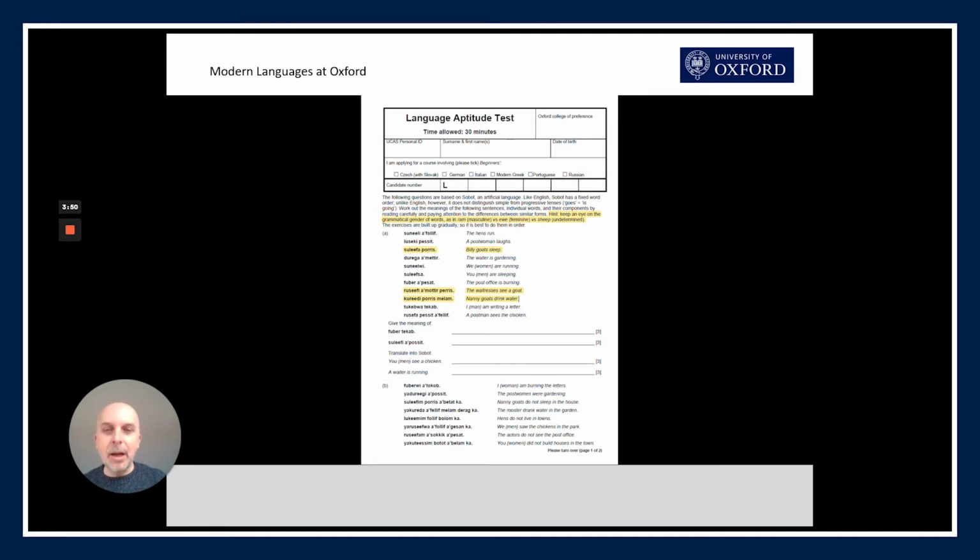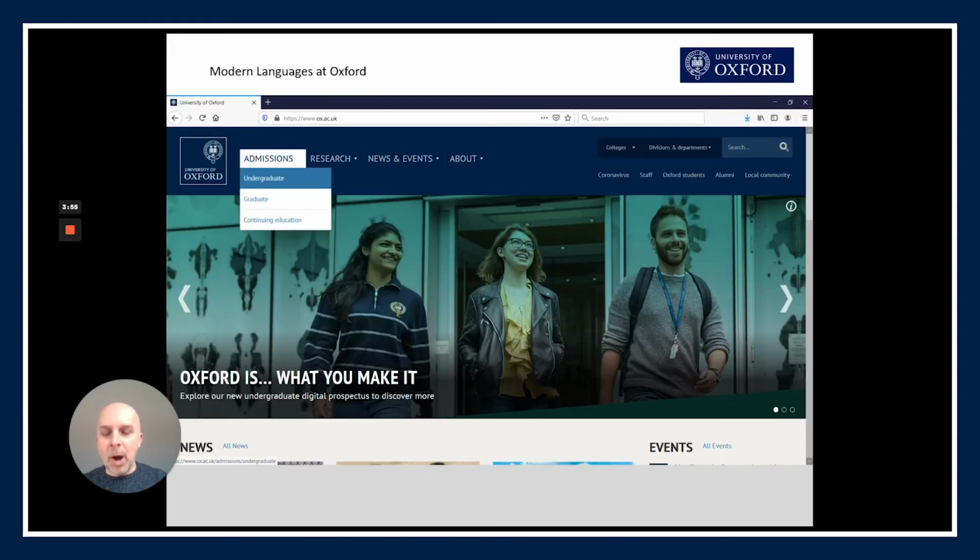So that's what the tests are. Where to go to find out details about them. So everything you need to know about them is on our website. So if you go to the main Oxford University homepage, which is ox.ac.uk, you can then click the admissions tab, go to undergraduate admissions, and from undergraduate admissions you can pick the course that you're applying for, modern languages or history and modern languages, or one of the other joint schools.